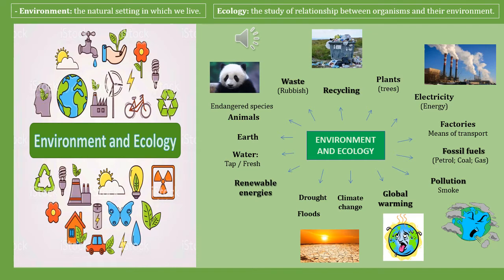The solution to solve this problem of global warming is through shifting or going toward renewable energies. Means we need to use clean sources of energy, not fossil fuels, but other sources that protect the environment, like solar energy or wind energy. As you see in the picture, next to the bicycle, you have a wind turbine that we use to generate electricity from wind. And also in this picture, you see a solar panel that we use also to generate electricity from sun rays.